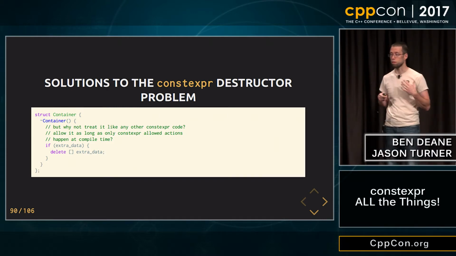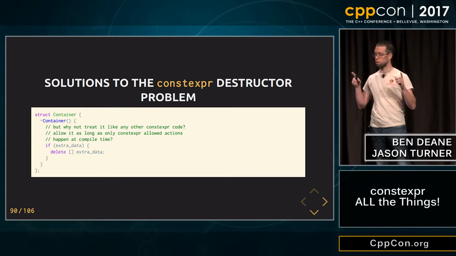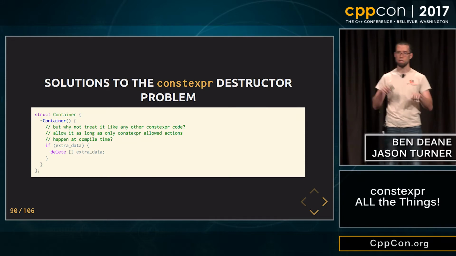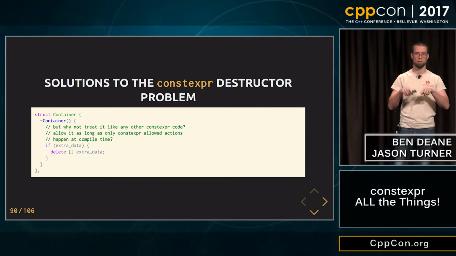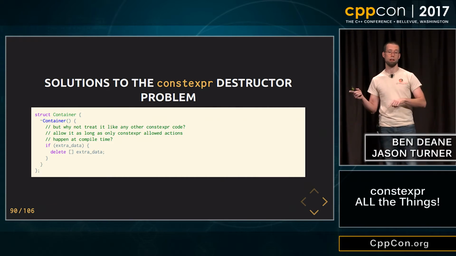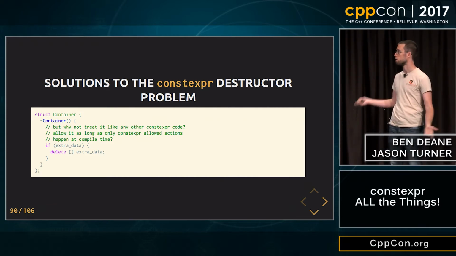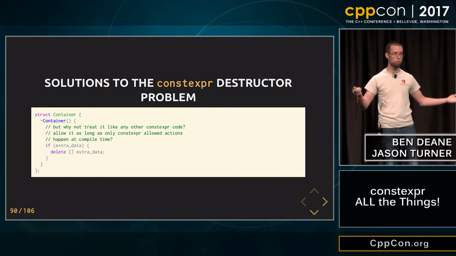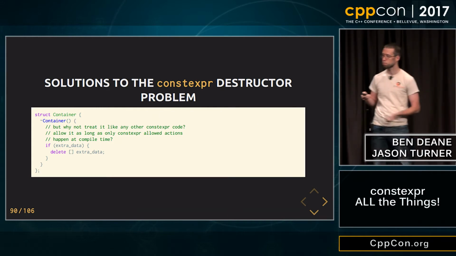I personally think that our destructor should be treated like any other constexpr code, that anything that you do at compile time that's allowed at compile time is allowed. And if you try to do something at compile time that's not allowed at compile time, then it would fail to compile. So I could put a delete in here, and it would only fail to compile if it actually called the delete.